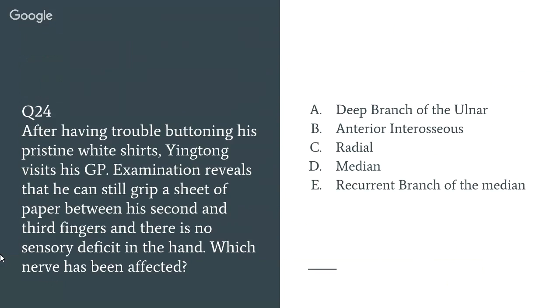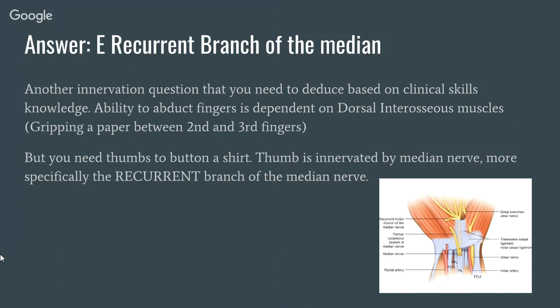So he's able to move his fingers about. But what's the other thing you need to button the shirt? You need a thumb, yeah? So what innervates your thumb? The median nerve, specifically the recurrent branch of the median nerve. So this is another innervation question. I hope you guys are realizing the trend here. Innervation is very, very important.